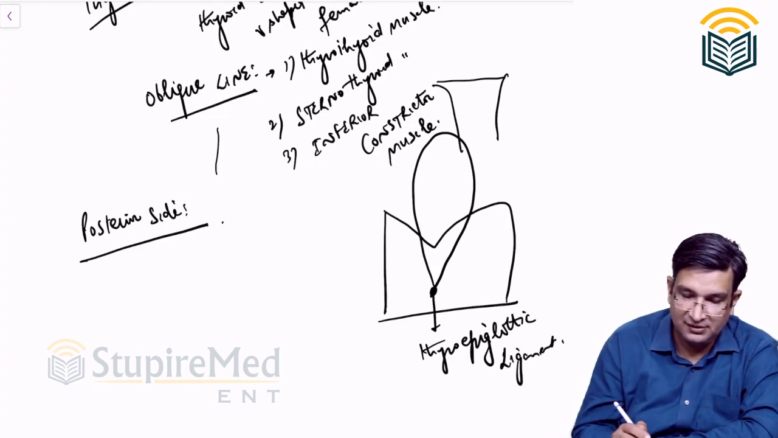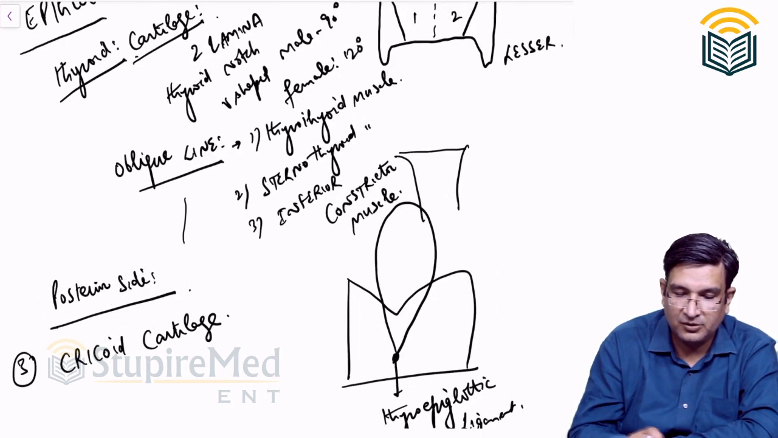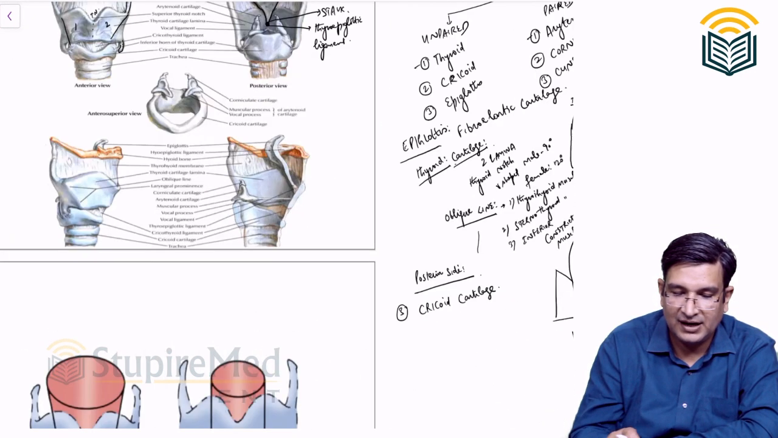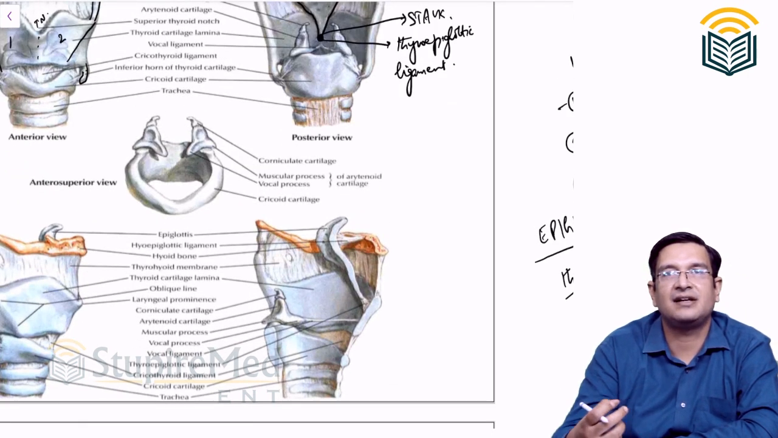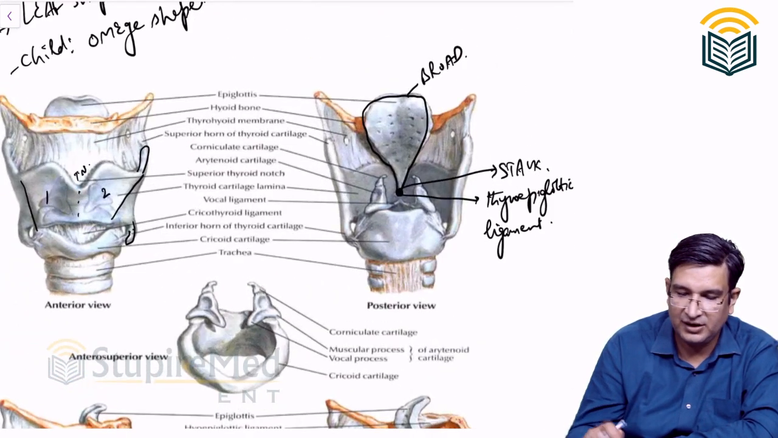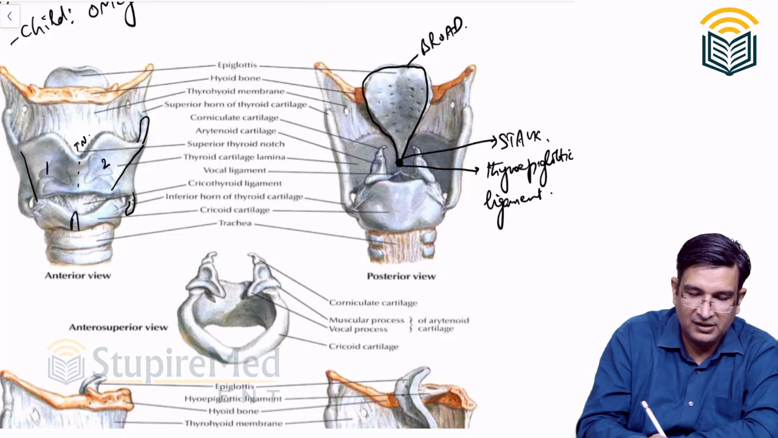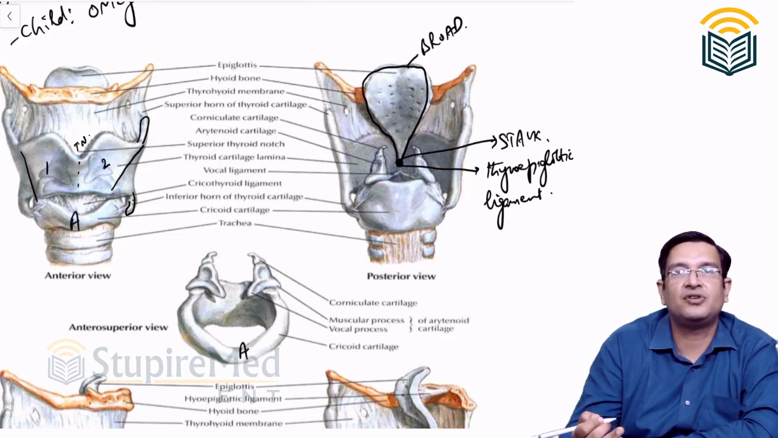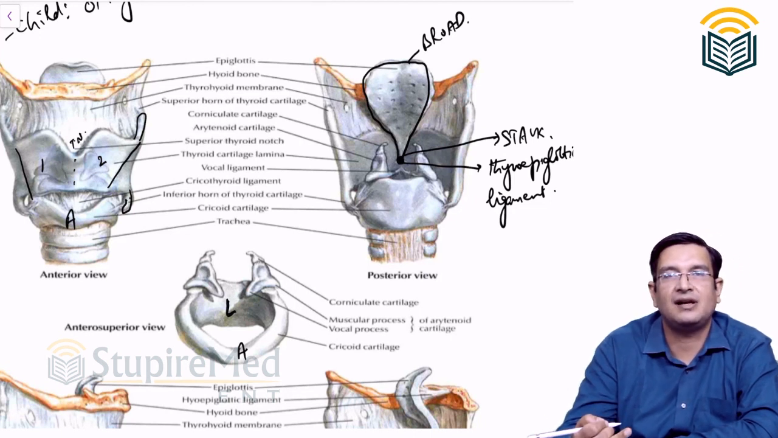Now, next cartilage is cricoid cartilage. The first point about the cricoid cartilage is that this is the only cartilage of the larynx which is complete in nature, that is a complete circle. If you see the other cartilages, they are all incomplete, but it's the cricoid cartilage which makes a full circle. This cricoid cartilage has two parts. One is the anterior part, called the arch, while the posterior part is called the lamina. So it has an anterior arch and a posterior lamina.